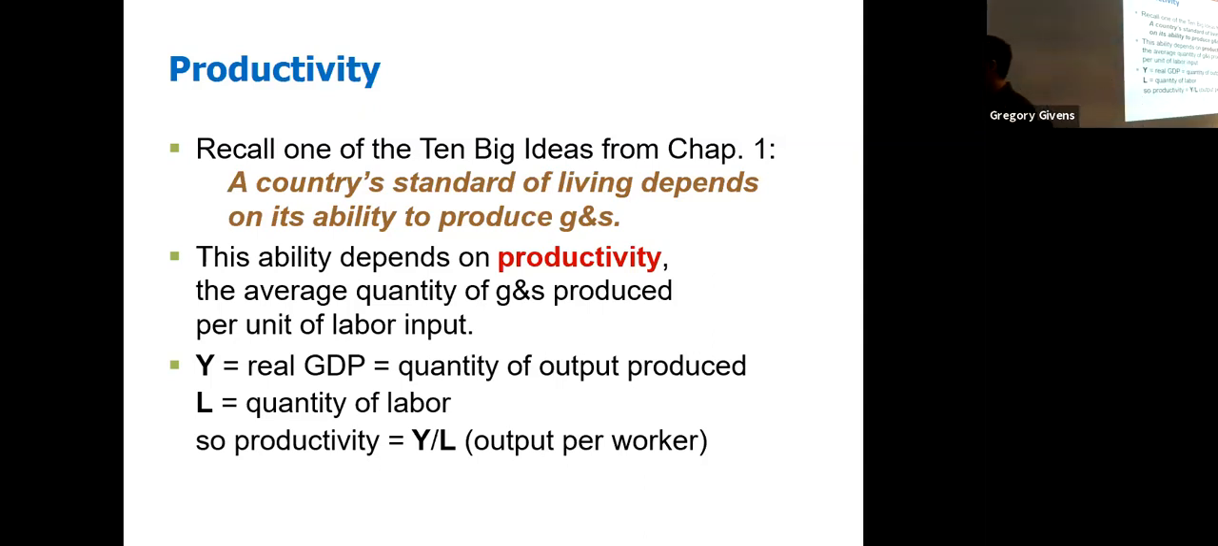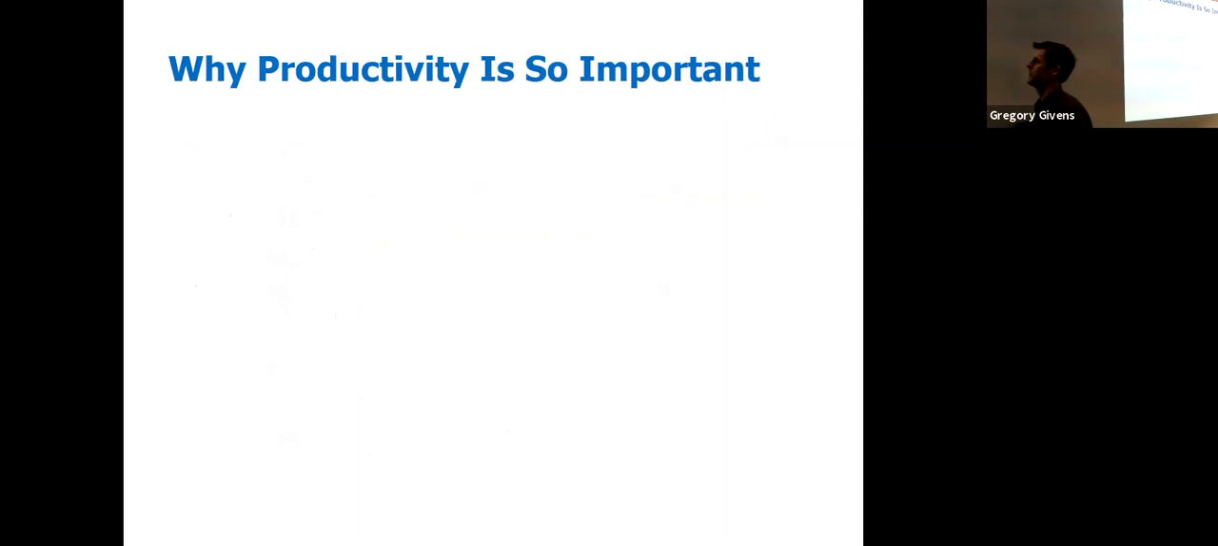And so, at a very simple level, why a country like the United States has a higher standard of living than its neighbor to the south, Mexico, is because in the United States, output per worker, that is the productivity of the typical US worker, is going to be higher than the productivity of the average worker from Mexico.